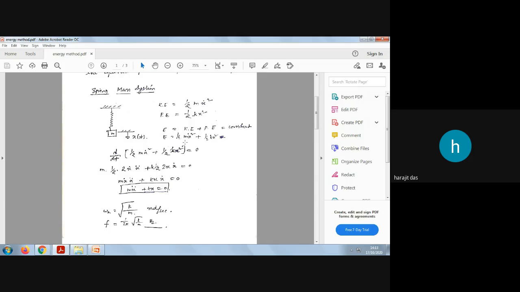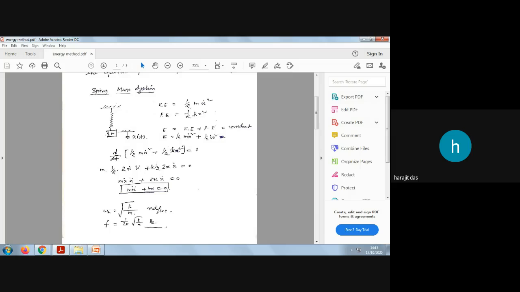So kinetic energy will be how much? Half m x dot square, isn't it? Half m v square is the kinetic energy. Then what is the potential energy of the spring? The potential energy of the spring will be half k x square, isn't it? All of you know the potential energy of the spring. So kinetic energy of this mass and potential energy of this spring, half k x square. So this is the total energy. Other energies we are not considering.